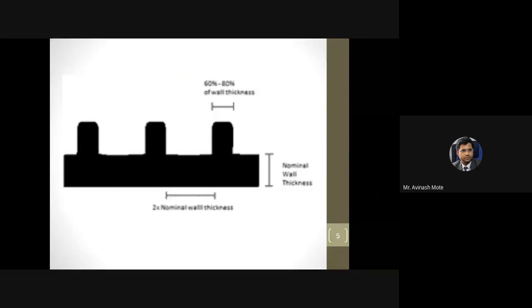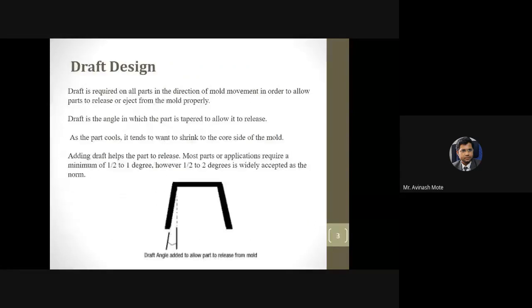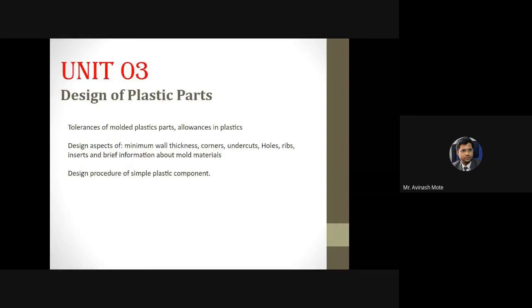and design of ribs, design of draft. Okay, that's what they are. Here you can see wall thickness, corners, undercuts, holes, ribs, and inserts, and brief information about the mold material. So these are the basic elements which are required for designing each and every component.